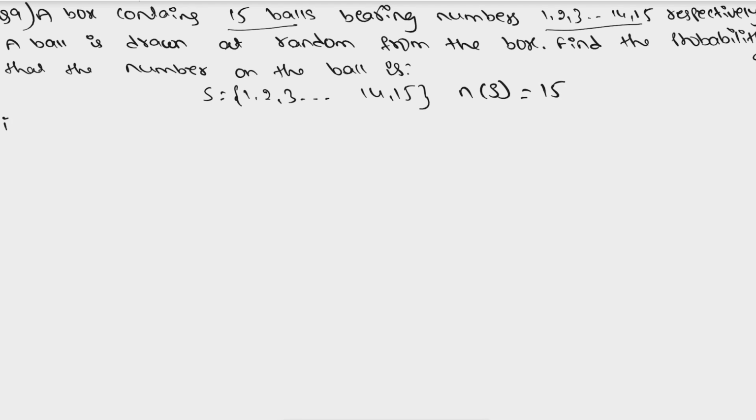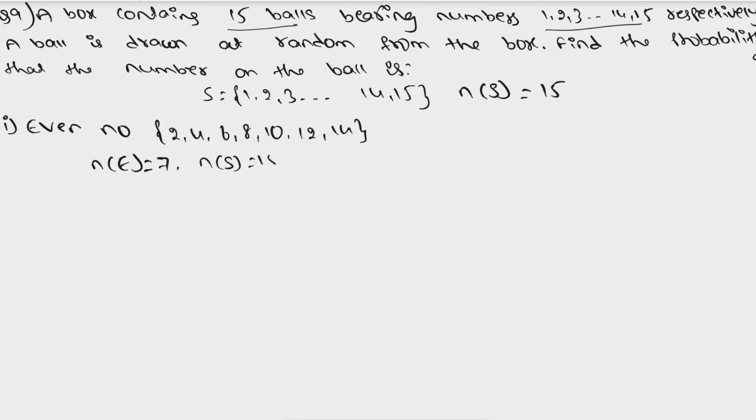First we need to find the probability of getting an even number. What are our favorable outcomes? 2, 4, 6, 8, 10, 12 and 14. Since it is up to 15, we'll write only up to 14. How many favorable outcomes do we have? 1, 2, 3, 4, 5, 6 and 7. And our n of S is equal to 15. The probability of getting this first event is n of E by n of S, which is equal to 7 by 15.